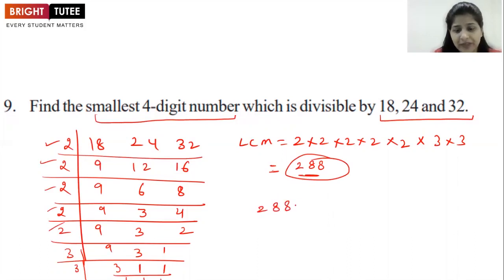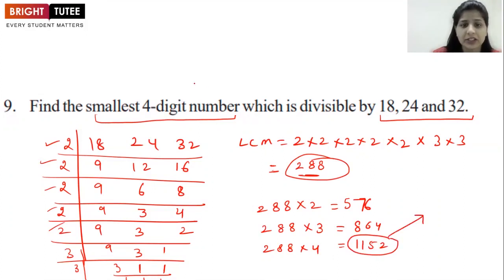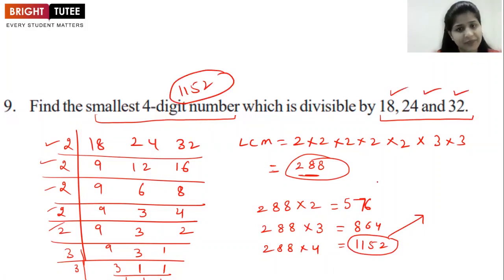So 288 into 2, if I do, that is 2 8s are 16, 2 8s are 16 and 1, 17. So 2 2s are 4 and 1, 5. So we basically get 576, which is again a 3-digit number. Let's try with 3. When we try with 3, we get 864. When we try with 4, the number that we get on multiplication is 1152. So this is the first 4-digit multiple of 288. So the smallest 4-digit number which is exactly divisible by these three would be this. Clear? We already have discussed these kinds of problems earlier.